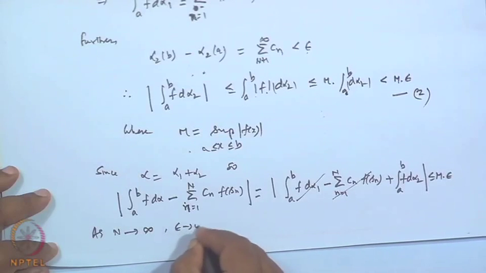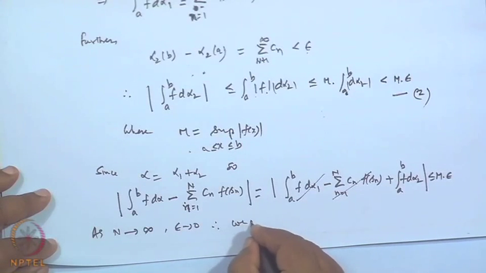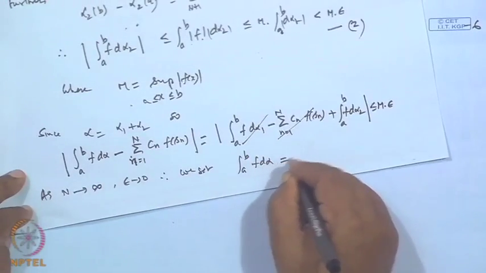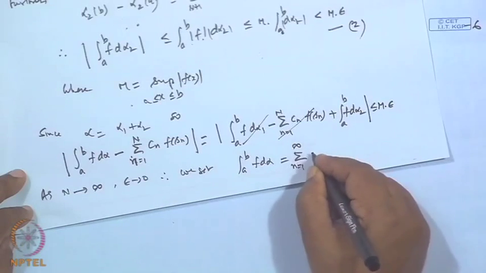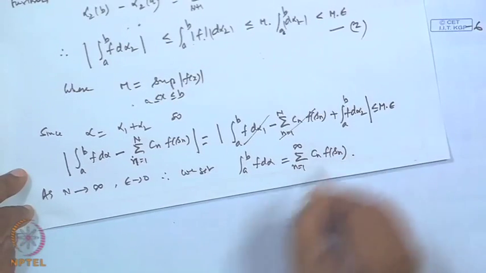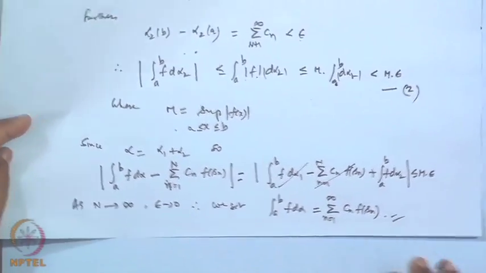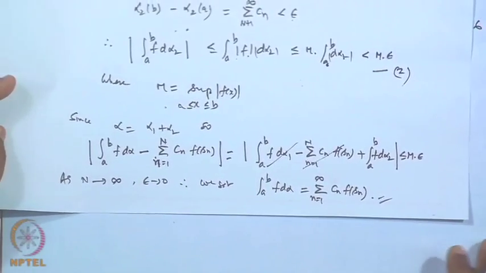So, epsilon r will go to 0, therefore, we get the integral from a to b of f d alpha is nothing but the sum over n from 1 to infinity of C n f of S n, and that completes the result. Okay? That's the result. Clear? So, what this result says is that in case the function alpha is a monotonically increasing step function, then our Riemann Stieltjes integral reduces to an infinite series or finite sum. Clear? The next result is also interesting.